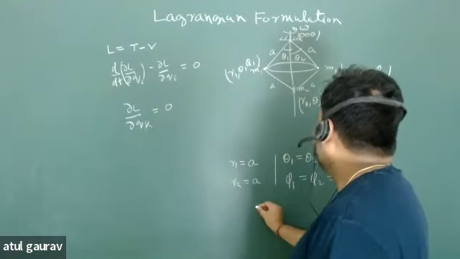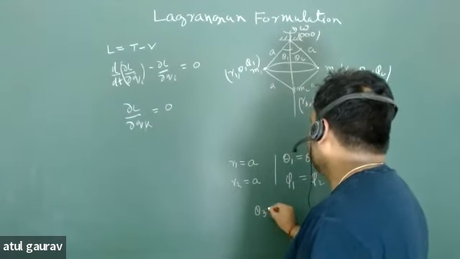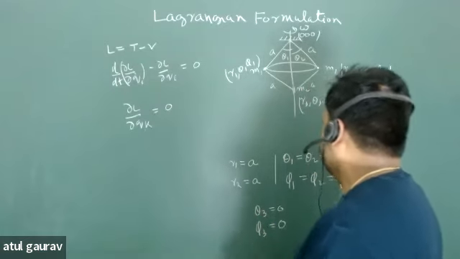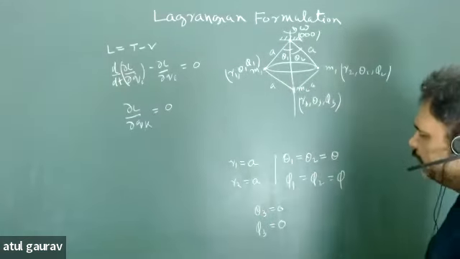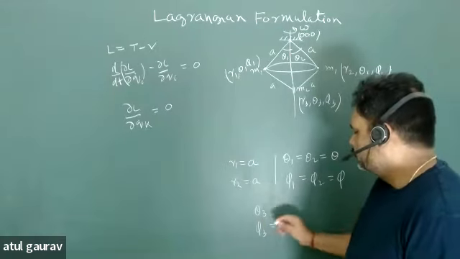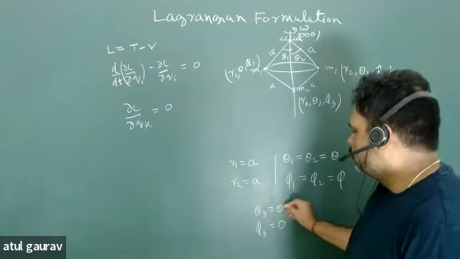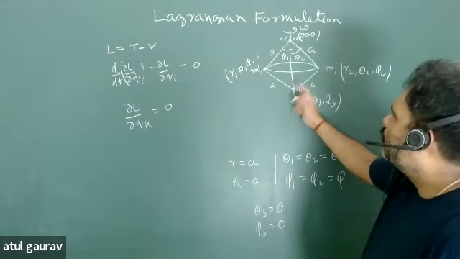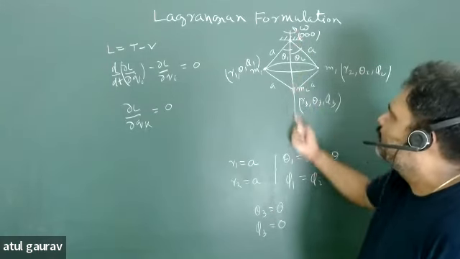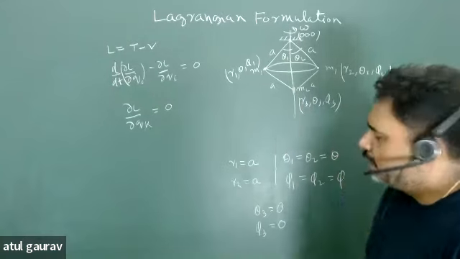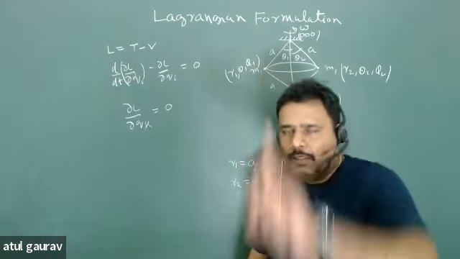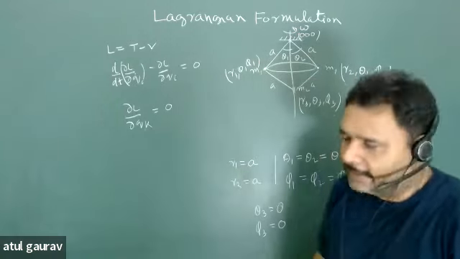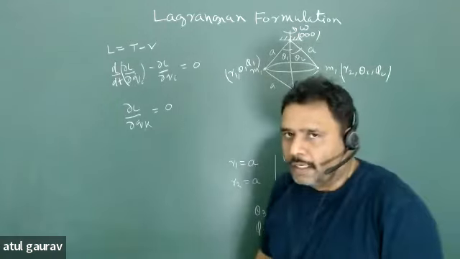For m2, can I say that θ3 is equal to 0 as well as phi3 is equal to 0? Why? Because it is not going to rotate, it has only translation motion. It will just go along the Z axis and it will just try to rotate something like this. Are you comfortable?